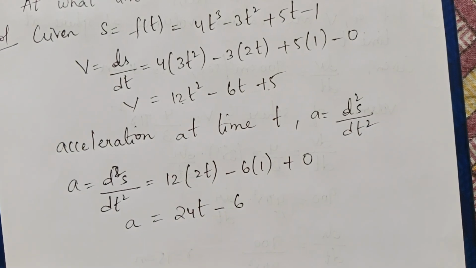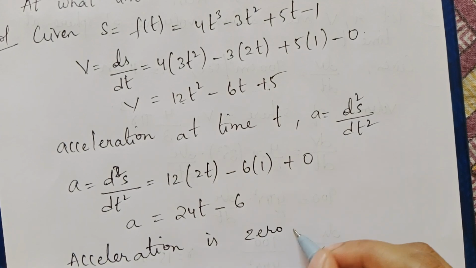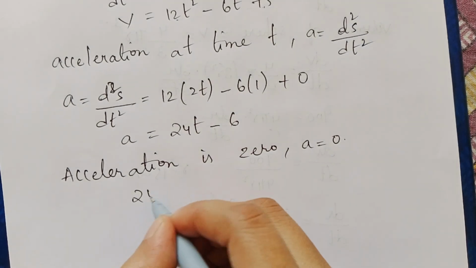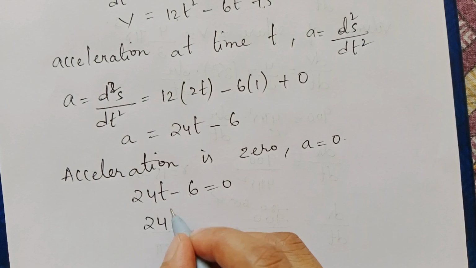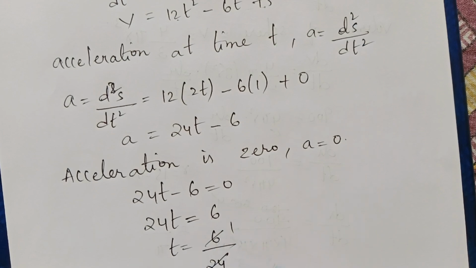In the question it is given that the acceleration is 0. What is the time? So we have to put the acceleration as 0 here. Acceleration is 0, so a = 0. The above equation becomes 24t − 6 = 0. So it is 24t = 6, t = 6/24. 6 1s are 6, 6 4s are 24. So it is 1/4.